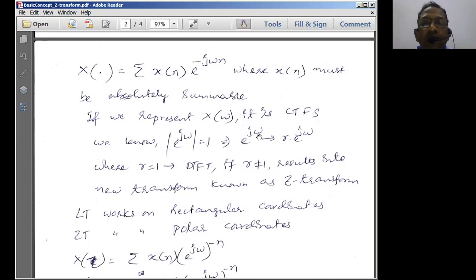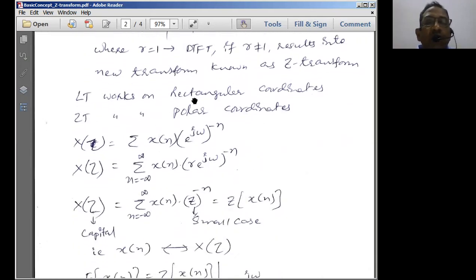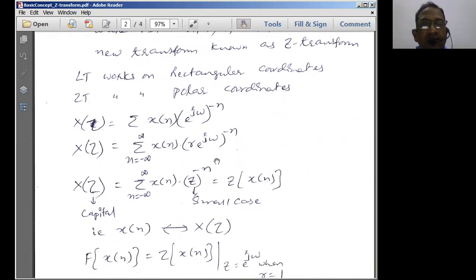Now I can represent e to the power jω in the polar coordinates as r into e to the power jω. When r is equal to 1, then it is simply going to be transformed into the discrete time Fourier transform. If r is not equal to 1, then it results in the new transform, which is known as the Z transform, under discussion that we are going to do now. So Laplace transforms work on what? Rectangular coordinates. Z transforms work on the polar coordinates. So these two are the conclusive remarks on the Laplace transforms and the Z transforms.